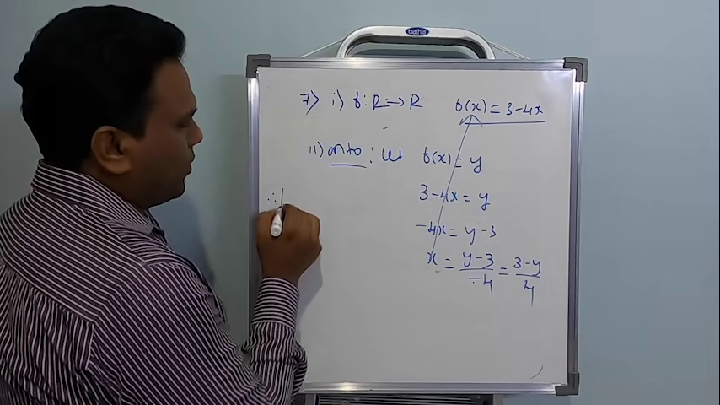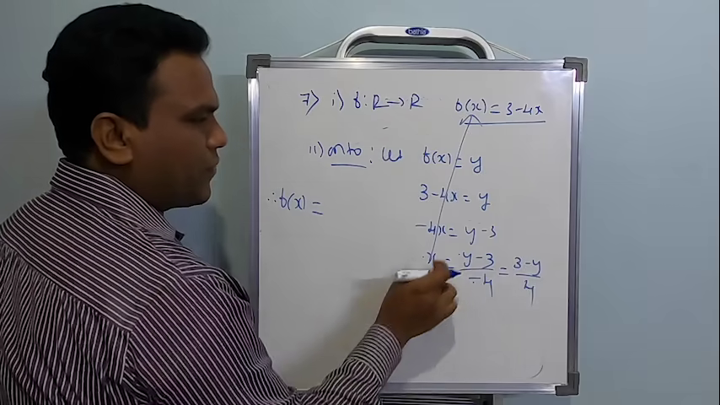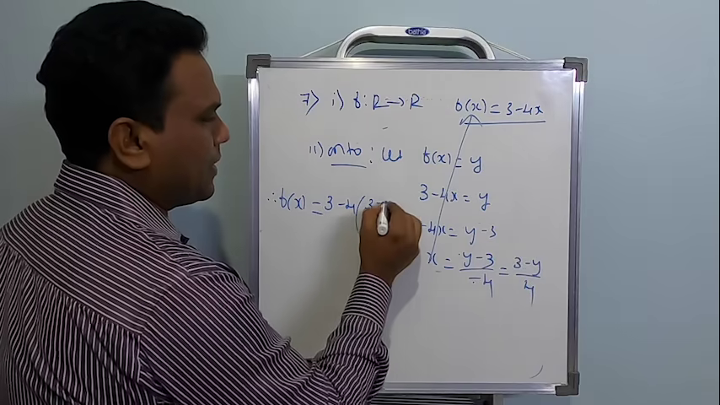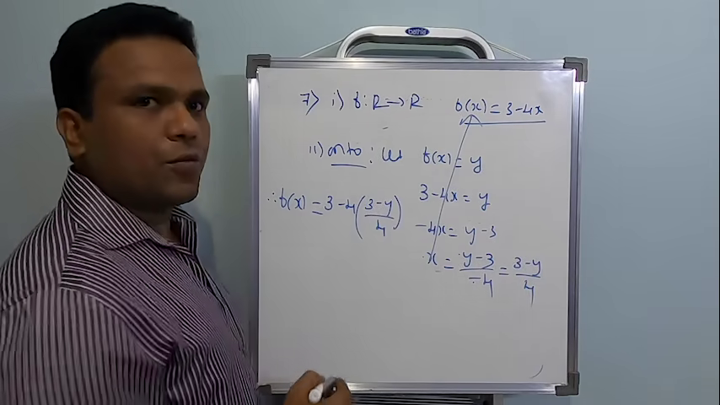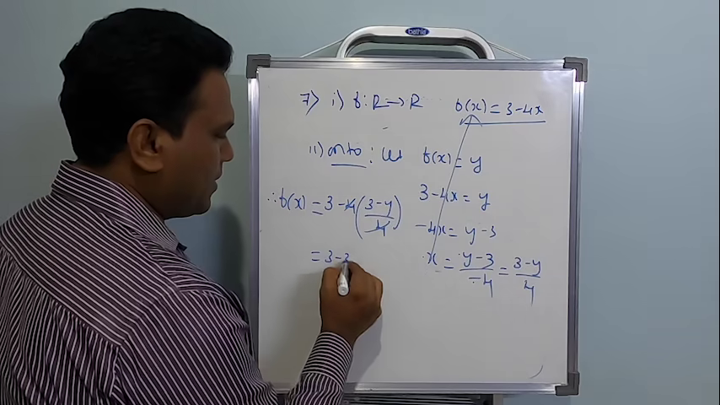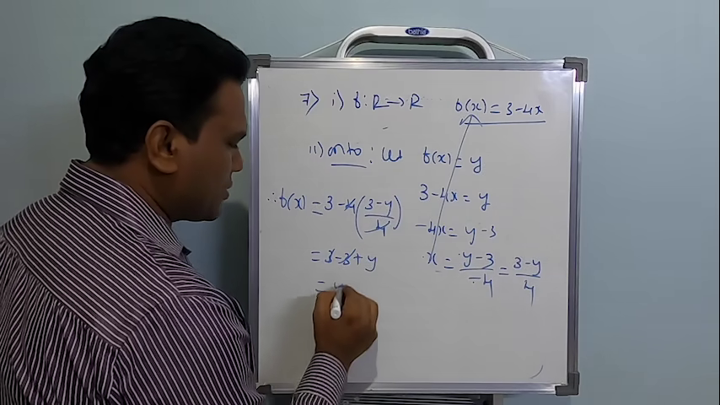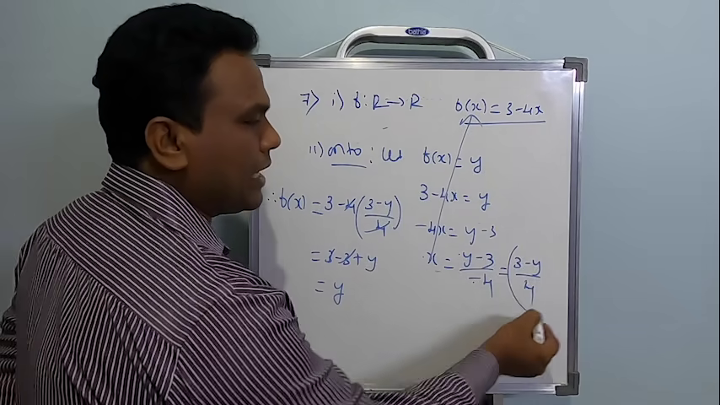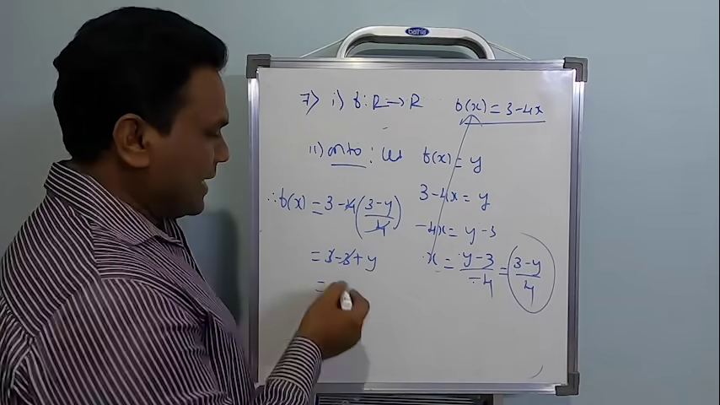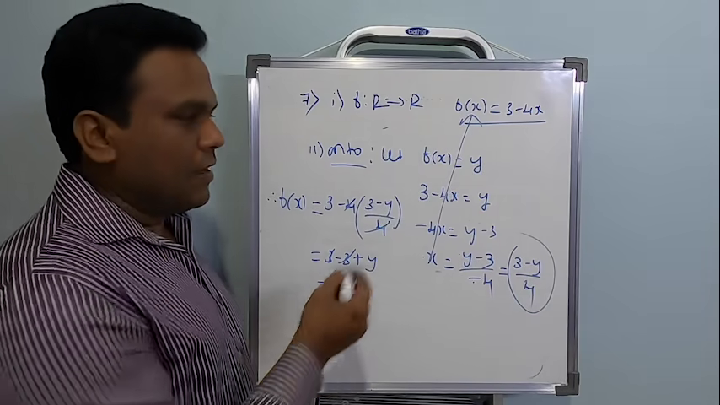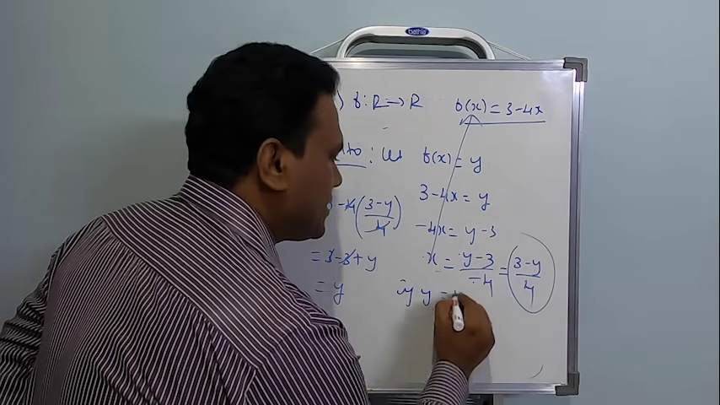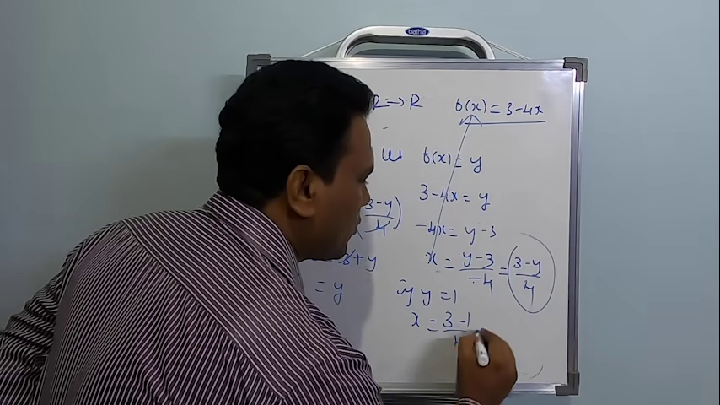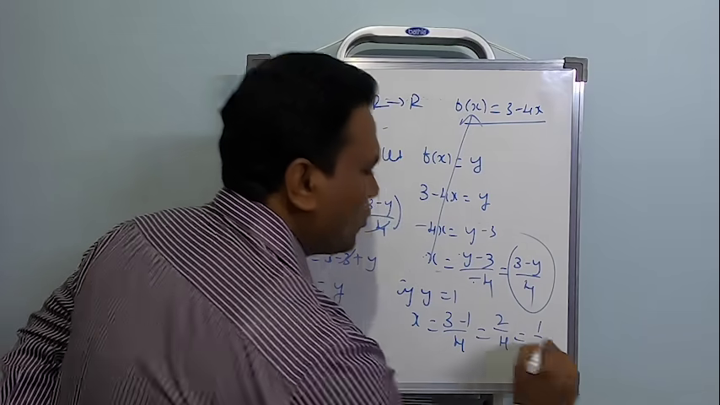Fine. So therefore f of x equal to, in place of x we will replace this value now. So it's going to be 3 minus 4 multiplied by 3 minus y by 4. Eliminate 4. 3 minus 3 plus y. Eliminate this also. Right. Now what does this actually mean? For every element y belongs to the codomain, there exists an element x belongs to the domain. For example, if I substitute y is equal to 1, what will happen here? X equal to 3 minus 1 by 4, 2 by 4 is equal to 1 by 2.